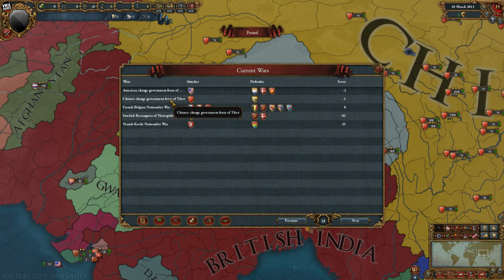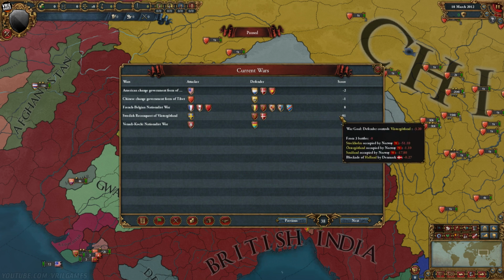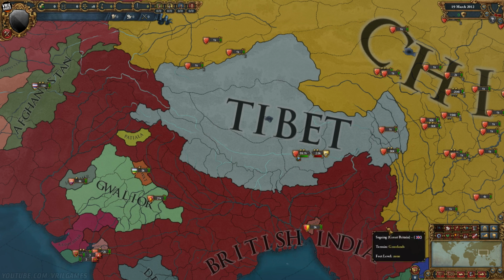We also have the Chinese invading Tibet. I know a lot of you guys have been interested to see if that would happen at some point in time. We have a French-Belgian nationalist war. This is France, backed up by Peru and the Soviet Union, against Belgium, Norway, Spain, Spanish West Africa, and the Congo. We also have a Swedish reconquest here against Norway. It's going very, very poorly for the Swedish, so let's go ahead and start progressing time.